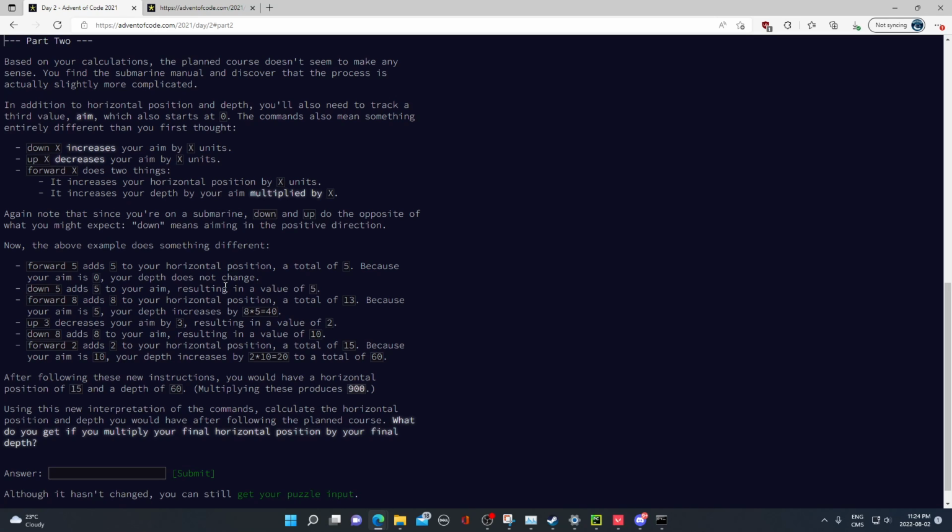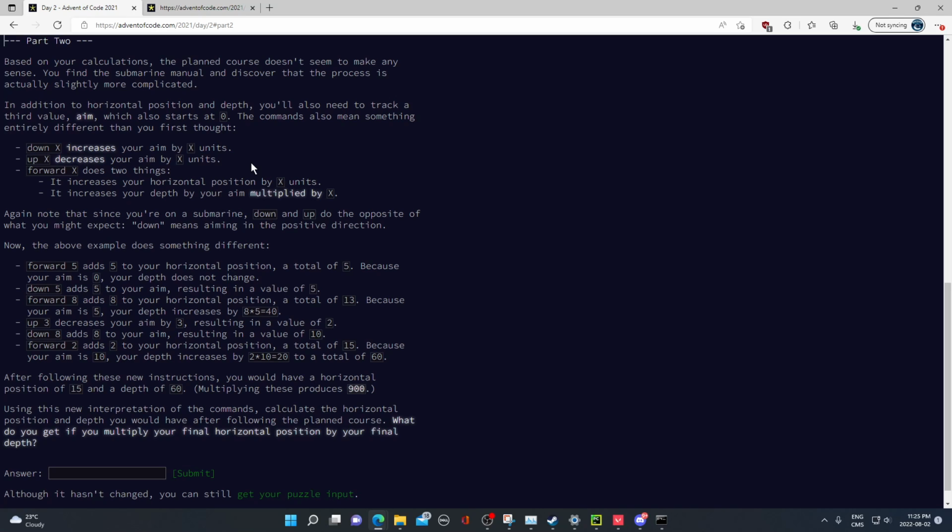Based on your calculations, the planned course doesn't seem to make any sense. Okay, makes sense. You find the submarine manual and discover that the process is actually slightly more complicated. In addition to horizontal position and depth, you'll also need to track a third value, aim, which also starts at 0. Okay, the commands also mean something entirely different than what you first thought. Down x increases your aim by x units. Up x decreases your aim by x units. Forward x does 2 things.